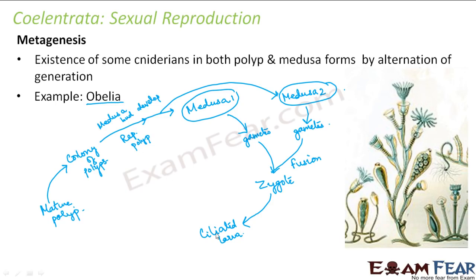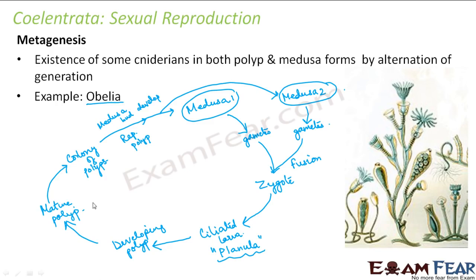So in this case, that intermediate form is ciliated larva. So this is an example of indirect development. Now this ciliated larva is given a name known as planula. This planula will grow and form a developing polyp, and this developing polyp will further grow to form a mature polyp, and this cycle will continue.